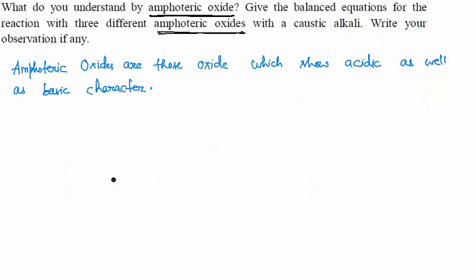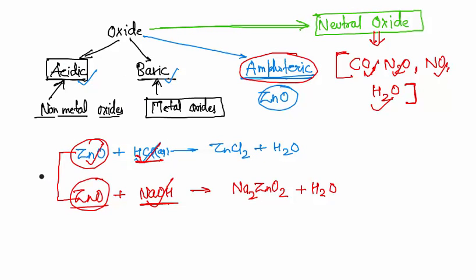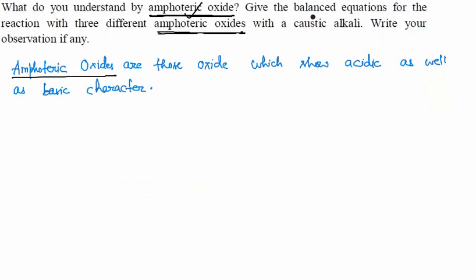So again, amphoteric oxides are those oxides which show acidic as well as basic character. We defined the amphoteric oxide, and with the help of ZnO we showed its meaning. I hope you understand this concept. Now, give the balanced equation for the reaction with three different amphoteric oxides with a caustic alkali. The caustic alkali may be NaOH or KOH.